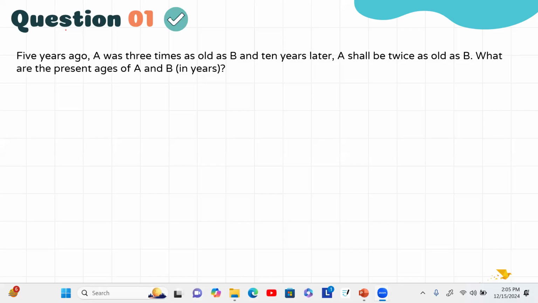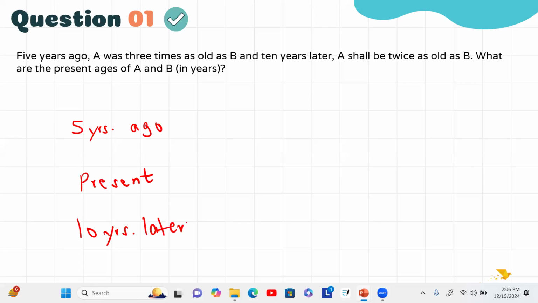All right, so let's start this. There are three timelines in this question. First is 5 years ago. We have to find the present ages. And the question is also mentioning a scenario 10 years later.